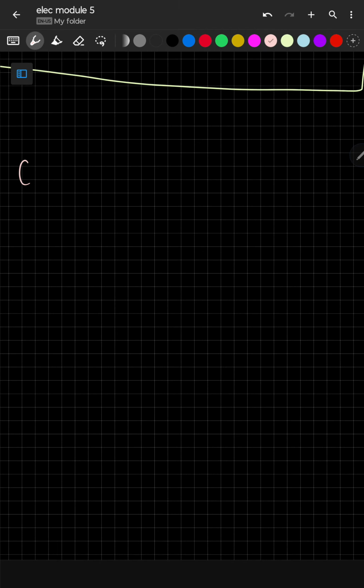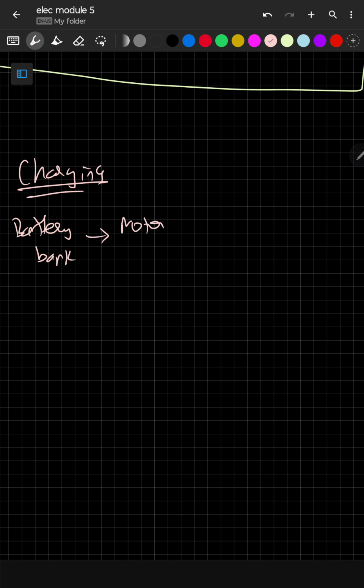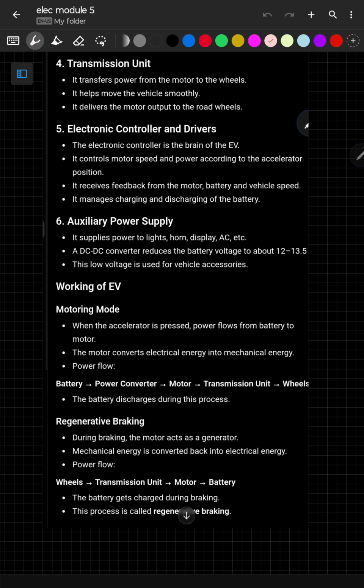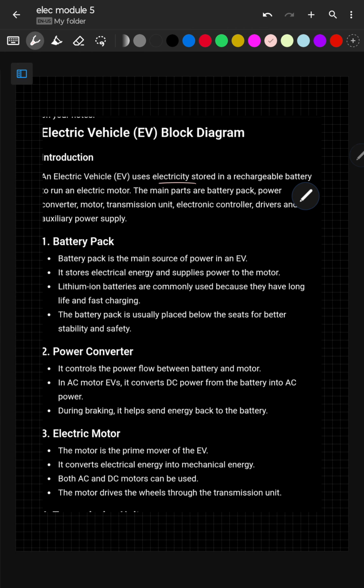First one is during discharging. From the battery bank, I'm taking the general DC case, so I will not include a power converter. But if it's AC, a power converter is required to convert DC to AC, then the same process. From the battery bank, it goes to the motor. The motor converts the electrical energy into mechanical energy that is given to the transmission unit. Power converter is mentioned here, but if it's not there, it's totally fine.